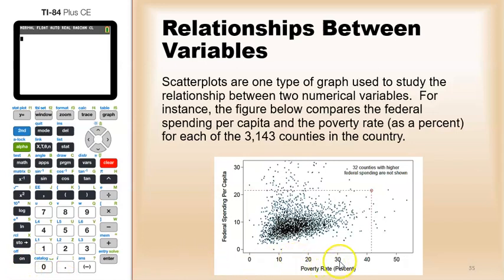poverty rate, the dots you see over on this side are the counties that have a relatively high poverty. The dots you see on the left side are the counties that have relatively low poverty. On the vertical axis is the federal spending per capita. So the dots down here receive relatively little federal spending. The dots up here tend to receive a lot of federal spending per capita.